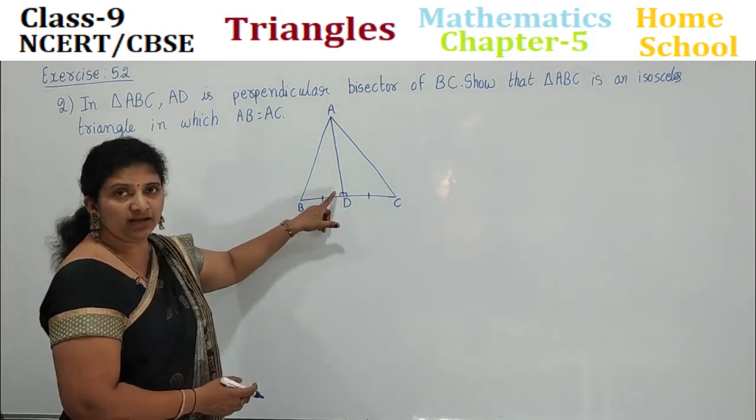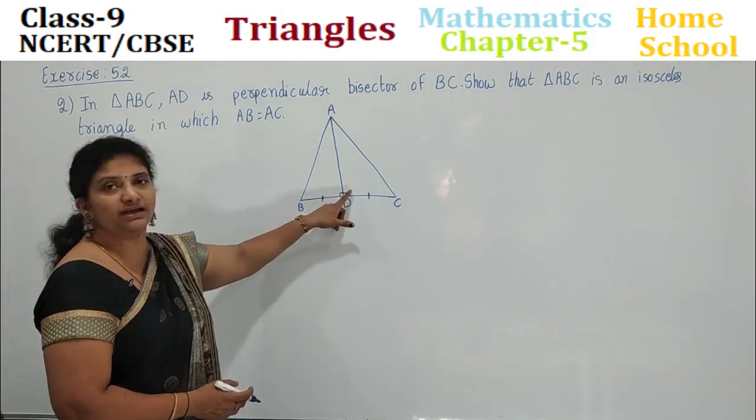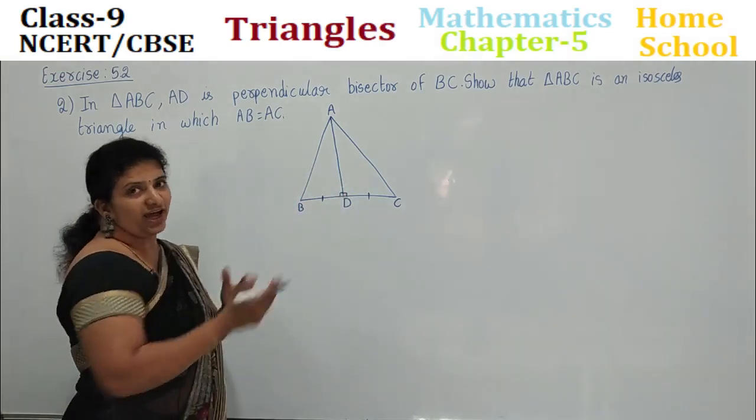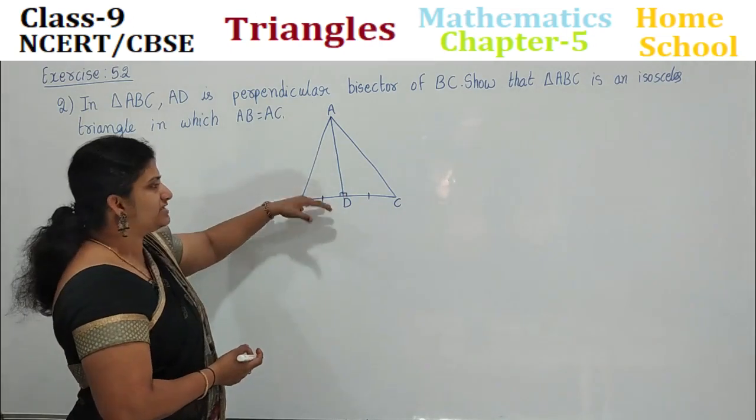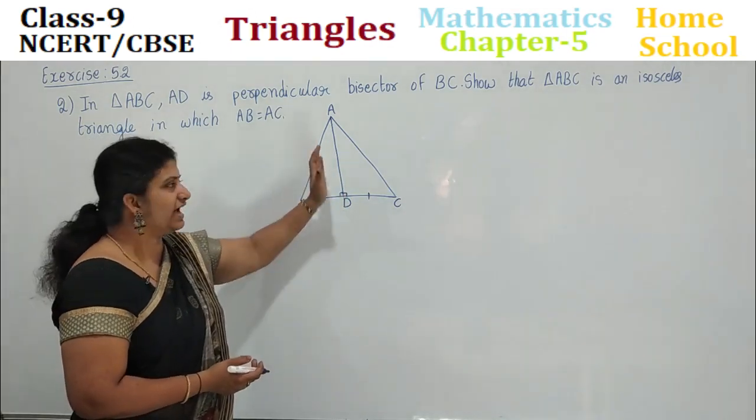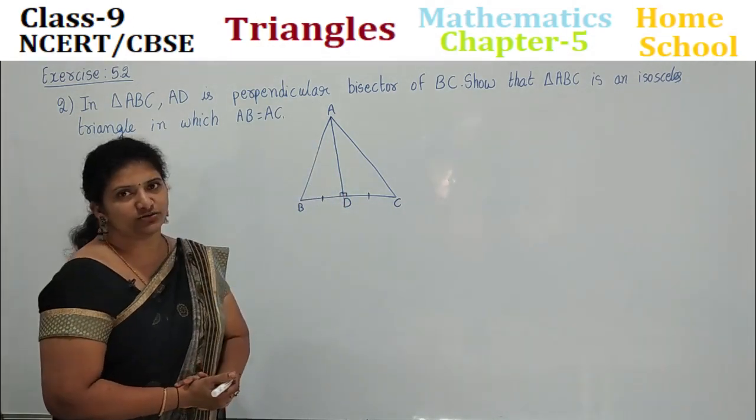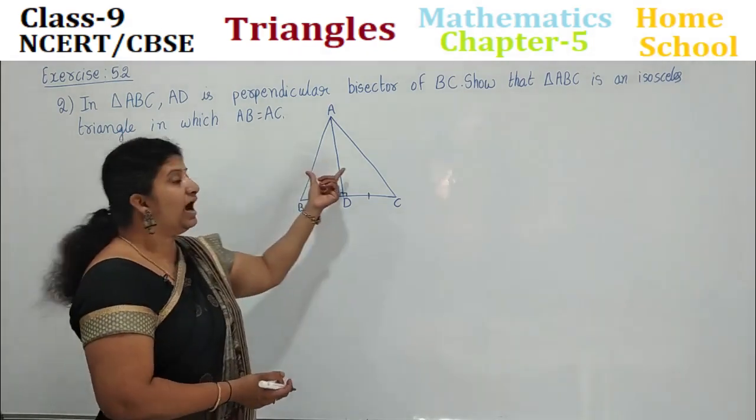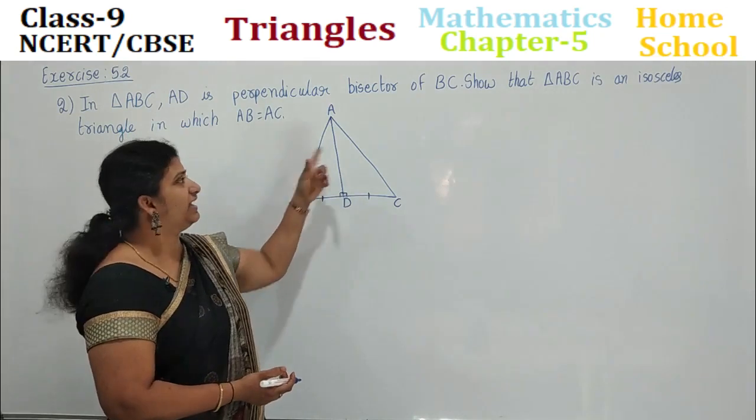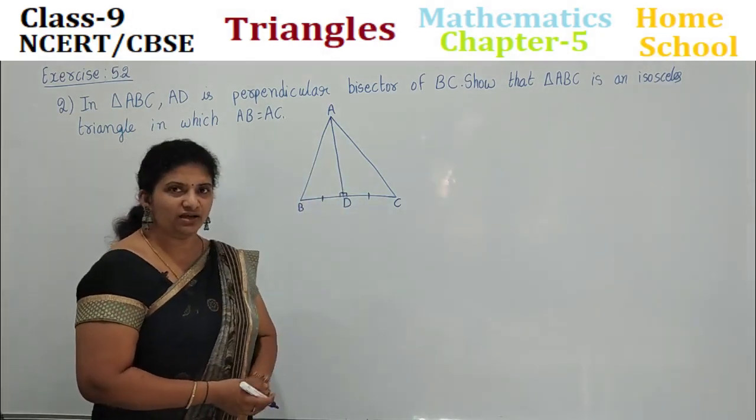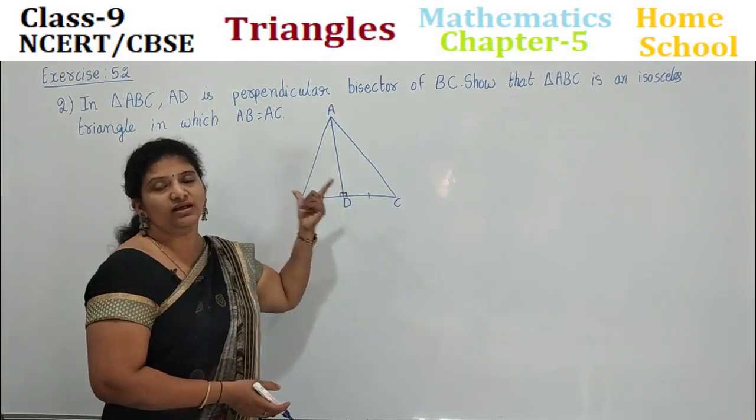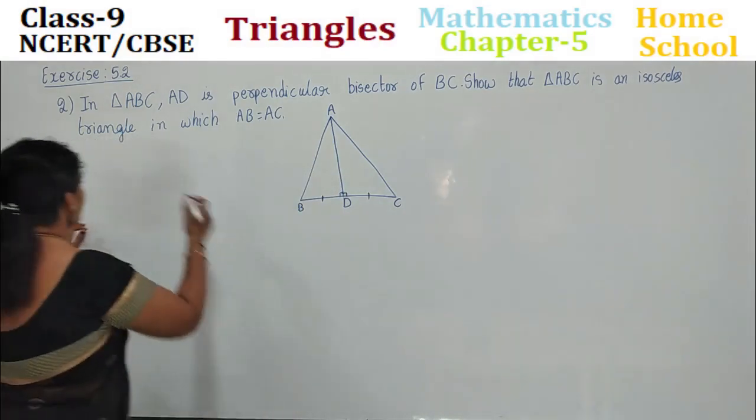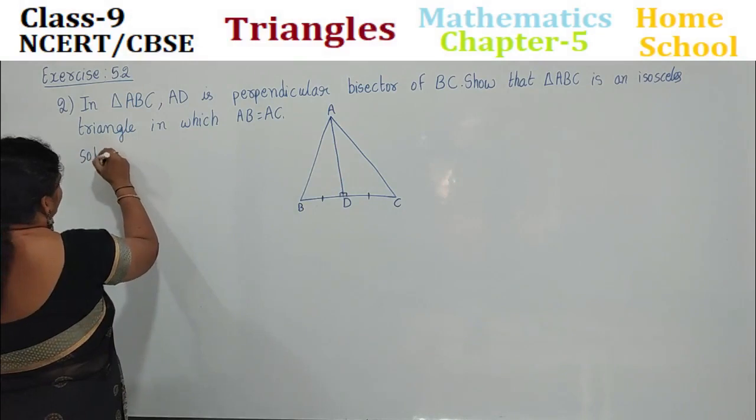And the perpendicular, this angle is 90 and this angle will be 90. Then AD is a common side for two triangles. Therefore, by side angle side, SAS congruency rule, I can say that the two triangles are congruent. If they are congruent, by CPCT, I can equate the other two sides. If those two sides are equal, then it becomes an isosceles triangle. Let's start here. Solution.